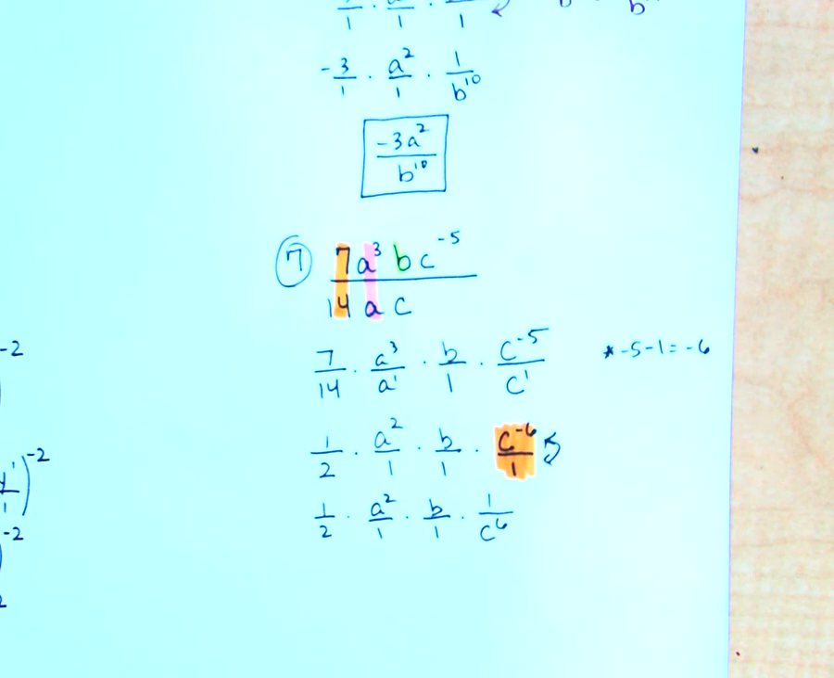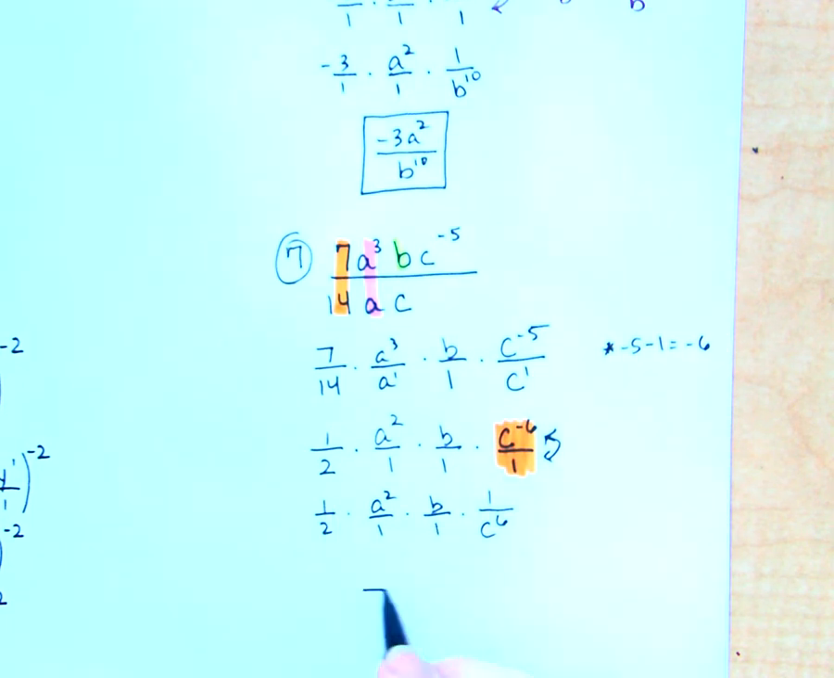Once all the exponents are positive and there's one of each kind left, I'm going to squish it all back together. In the top, that's 1 times a squared times b times 1, which is a squared b. In the bottom, that's 2 times 1 times 1 times c to the sixth. So that's 2c to the sixth as our final answer.